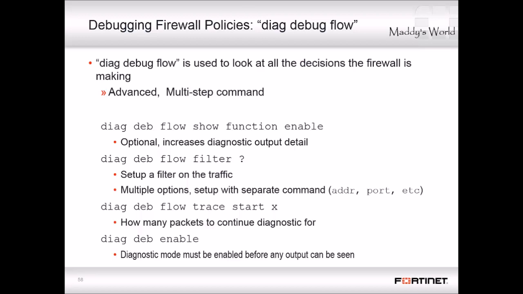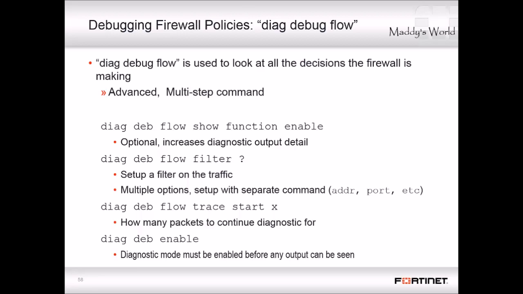The first step is optional. It enables the inclusion or exclusion of the function name in the diagnostic command. The second step is the important one. This is where you set up the filter for the diagnostic. It's the same idea as a packet capture where you set up a filter. The difference is that each option is a separate command. So if you wanted to filter on a specific IP and a specific port, you would issue two separate commands.